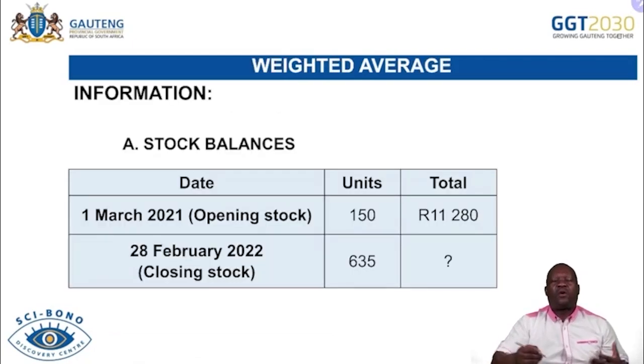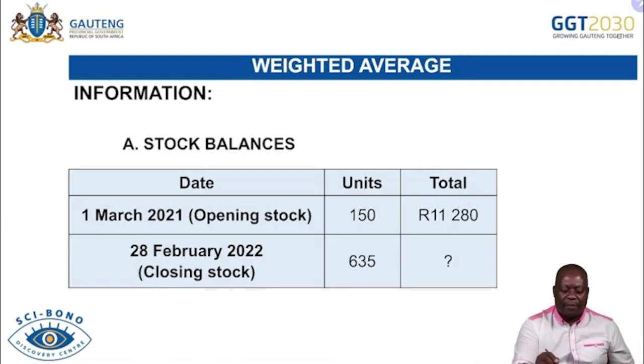Okay, think of what it is that you do if you discover that really bags are going to be missing. We are going to wait and see when you get there. Information: stock balances. Very important. We are given two pieces of stock balances here: opening stock and closing stock.